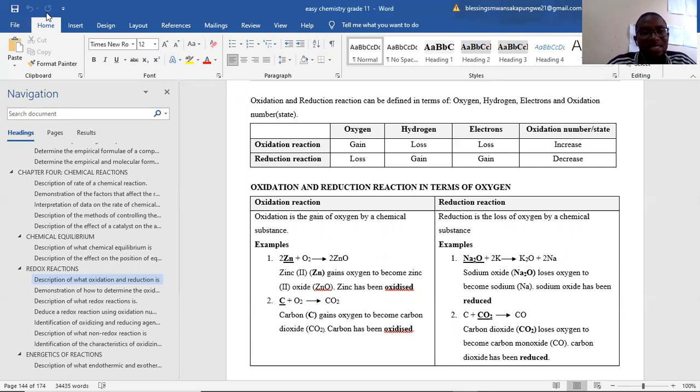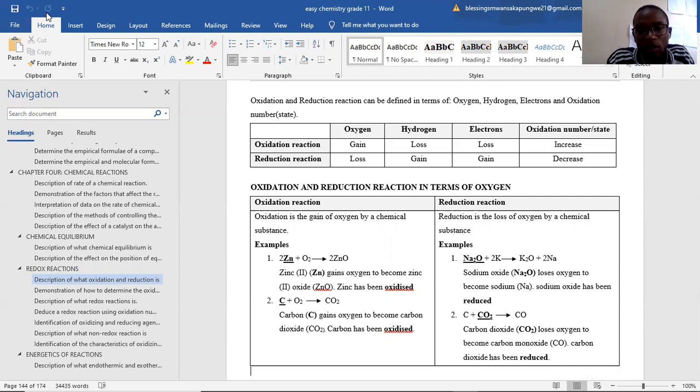So just to summarize, oxidation in terms of oxygen, we say it is a gain or an addition. I will describe more by giving examples. Oxidation is basically the addition of oxygen or the gaining of oxygen by a chemical substance. When a chemical substance gains oxygen, that reaction is referred to as an oxidation reaction. Then the opposite is the reduction reaction. If a chemical substance loses oxygen, that is deemed to be a reduction reaction.